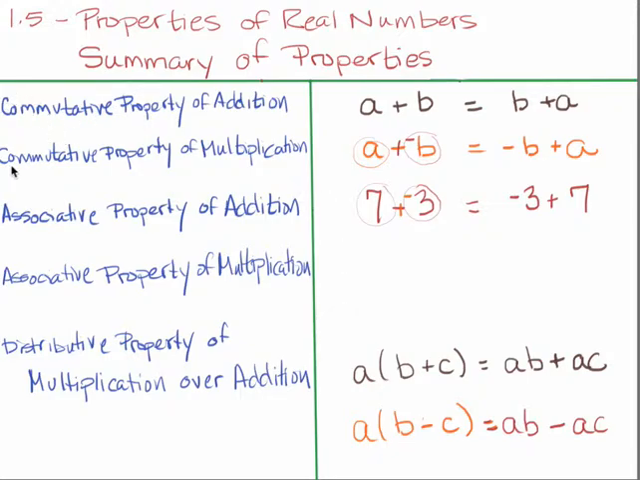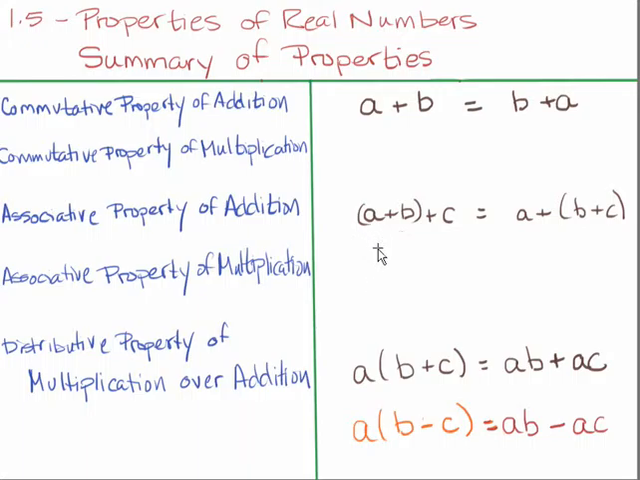Well, let's give it a try. 7 plus negative 3, or 7 minus 3, is 4. And negative 3 plus 7 is also 4. So it works. In other words, the commutative property of addition works on subtraction, but you have to remember to change the subtraction to addition of the opposite before you begin. You can't just reverse the numbers and leave the minus sign in between them.